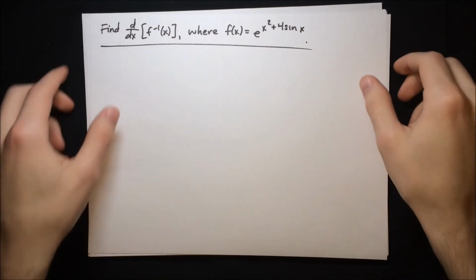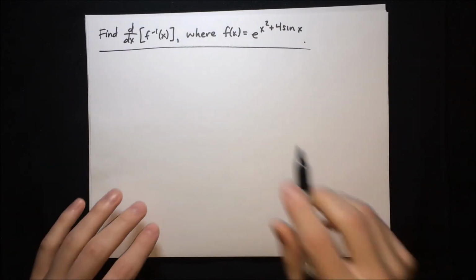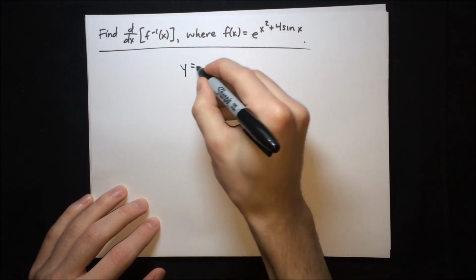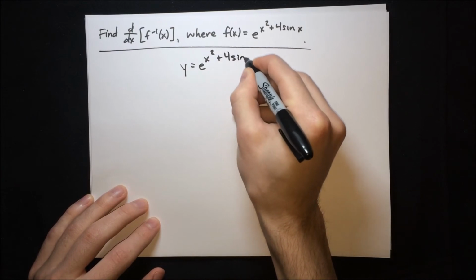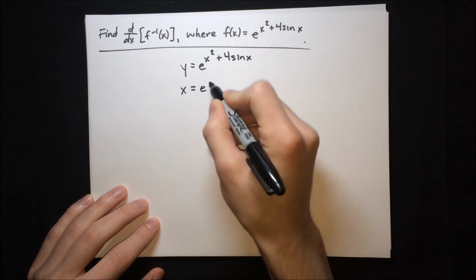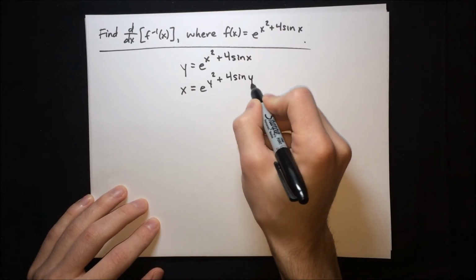For our final example, we'll do an even trickier function. The process, again, is still the same. Replace f of x with y. y equals e to the x squared plus 4 sine x, and then switch x and y. Get x equals e to the y squared plus 4 sine y.